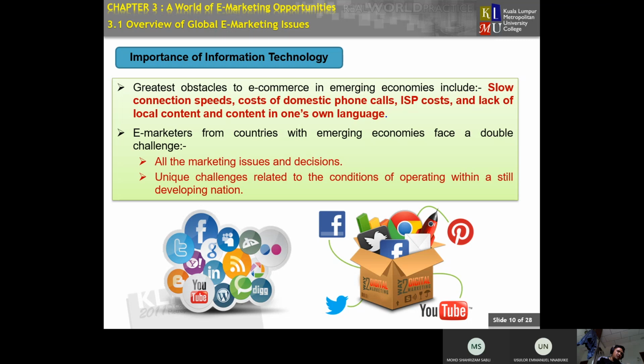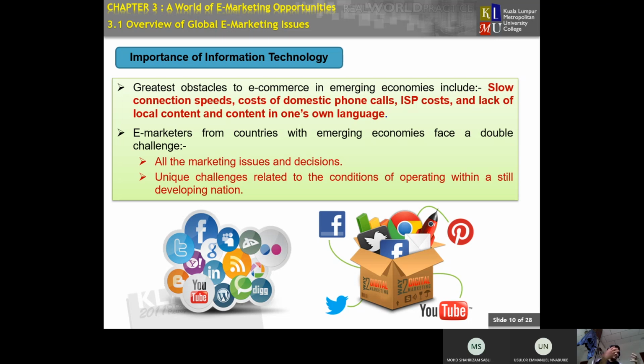E-marketers for countries with emerging economies face a double challenge. You are from an emerging country, so you will face double the challenge. What are the challenges? All the marketing issues and decisions, and unique challenges related to the condition of operating within a still developing nation.